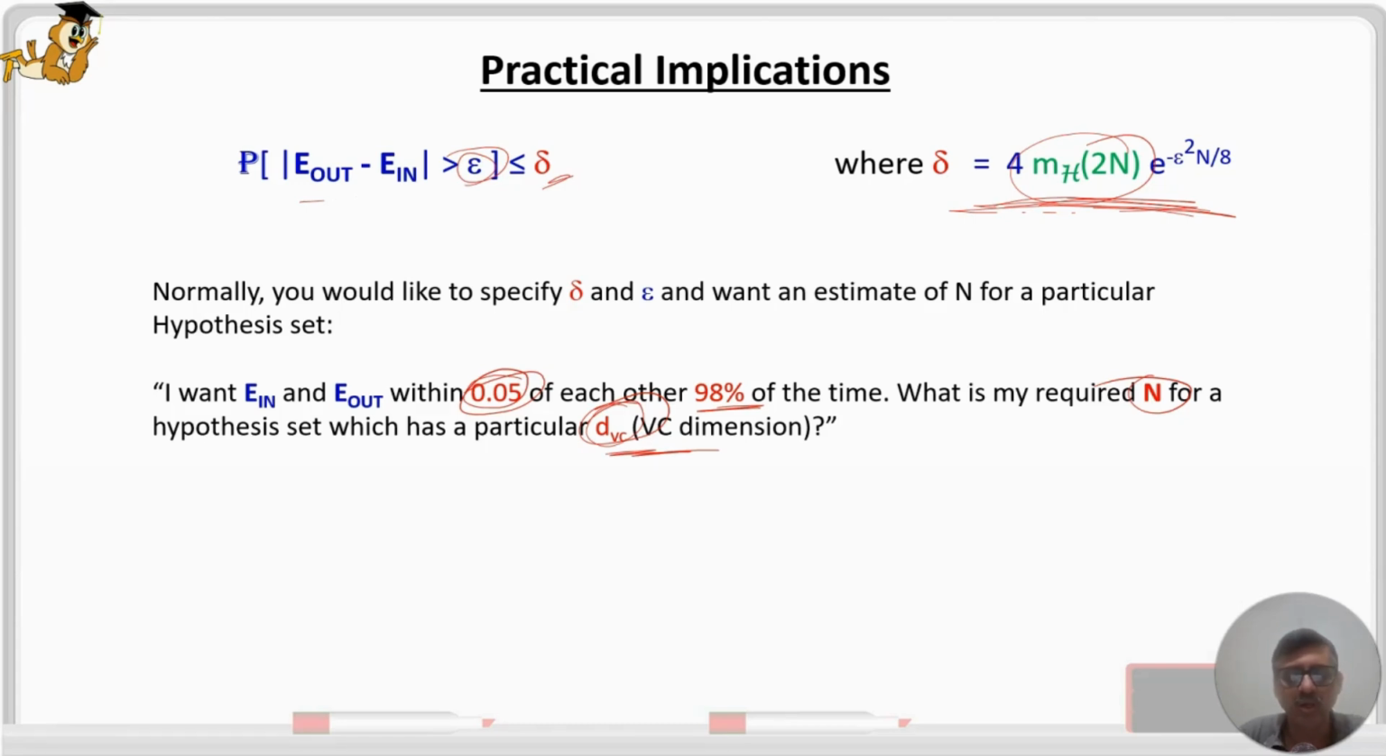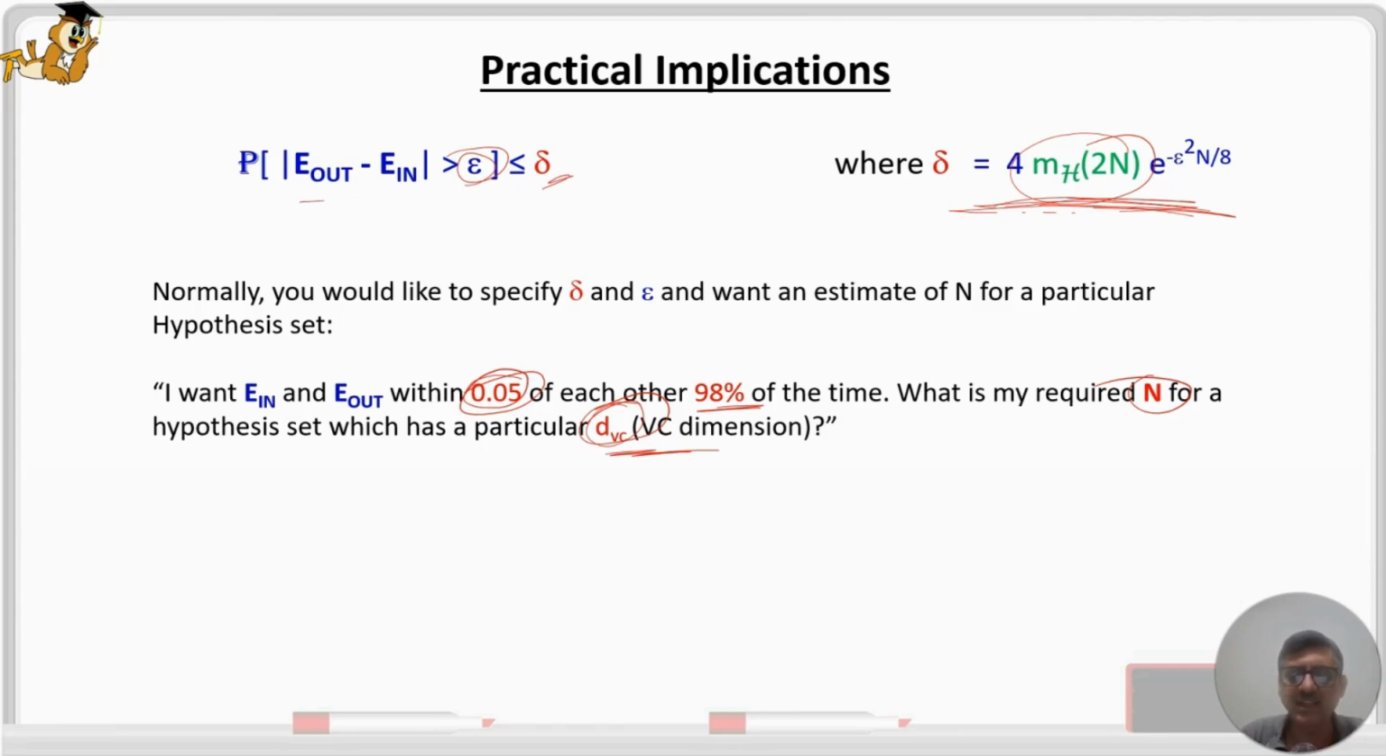Okay, so you are better off avoiding a hypothesis set that is more complicated, or which has a higher VC dimension, or which has a strongly growing growth function. You are better off avoiding that kind of hypothesis set unless you need it, right? So use a hypothesis set that is adequate for your needs, but no more complicated than that, right?